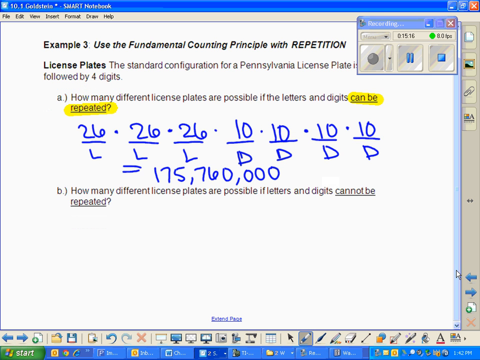Now, they want us to think about how many different license plates are possible if letters and digits cannot be repeated. So I want you to take a moment and maybe set it up the way I set it up. Write it out like that. I'll give everyone a second to set that up.